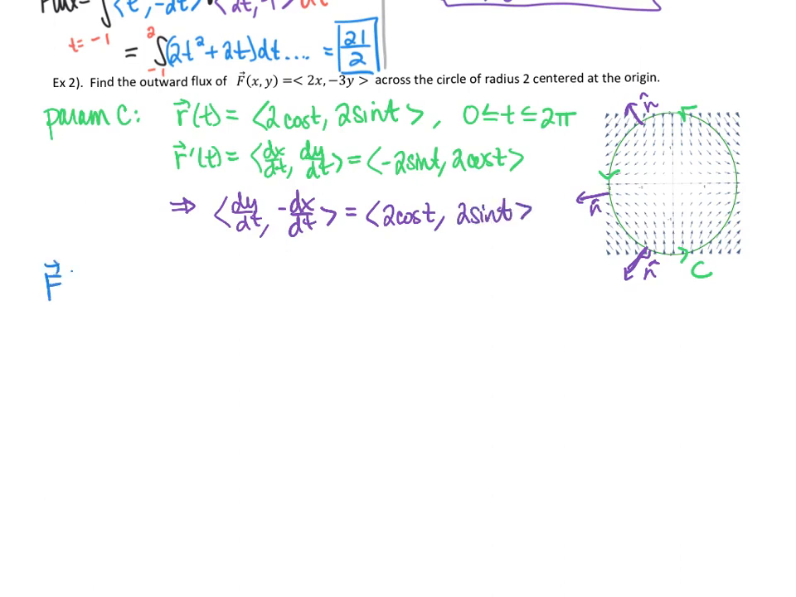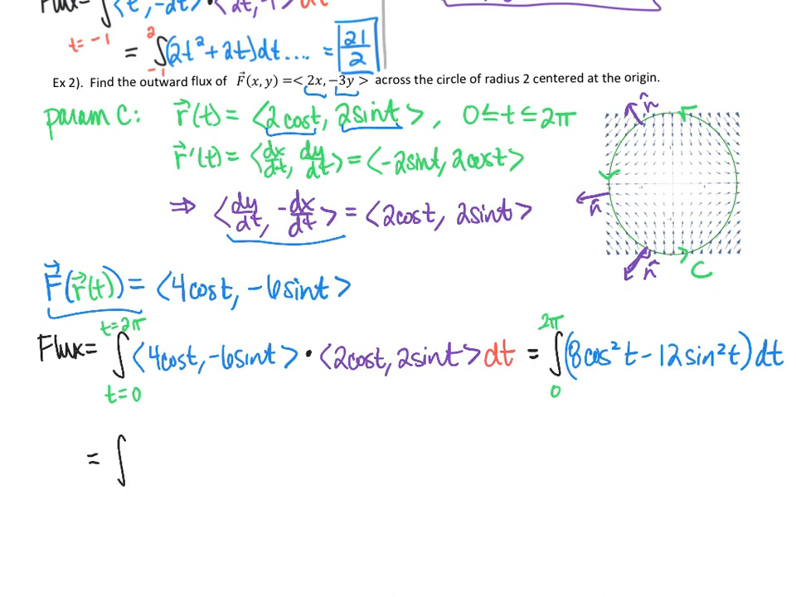And then next, let's change variables in our vector field and put everything in terms of our parameterization. So that's going to give me, this is normally 2x, but x is 2 cosine t, so this is going to give me 4 cosine t, and then negative 3y is going to give me a negative 6 sine t. And now I'm going to take the dot product between this and integrate.